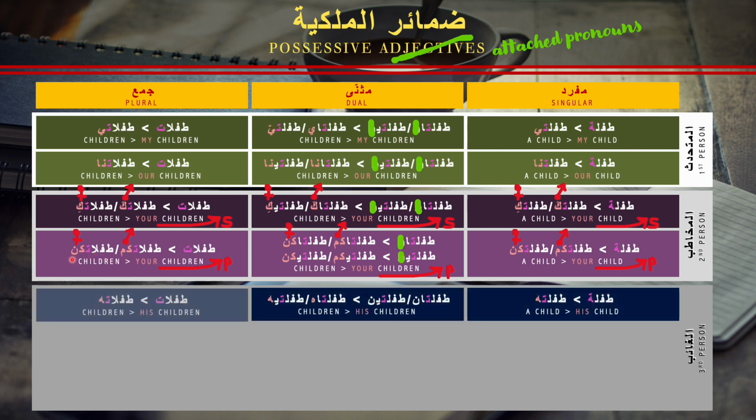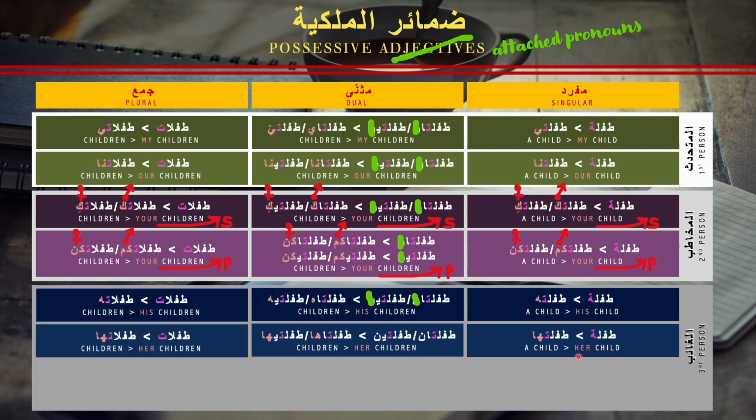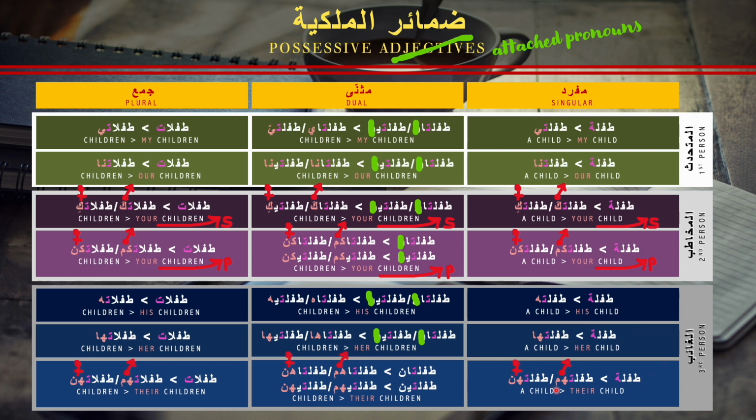Now for the third person, we will say طفلته, طفلتاه, or طفلتيه, طفلاته. And here, her child, طفلتها, طفلتاها, طفلتيها if the children are 2, طفلاتها if the children are more than 2. And finally, طفلتهم, طفلتهن, طفلتاهم, طفلتيهم, طفلتاهن, طفلتيهن, طفلاتهم, طفلاتهن. I think you got it.